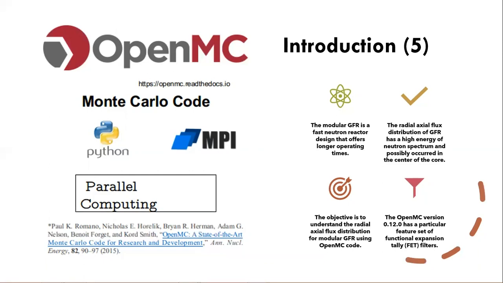The radial flux distribution of gas-cooled fast reactor has high energy neutron spectrum and possibly occurs in the center of the core. The objective is to understand the radial and axial flux distribution for modular gas-cooled fast reactor using OpenMC code.